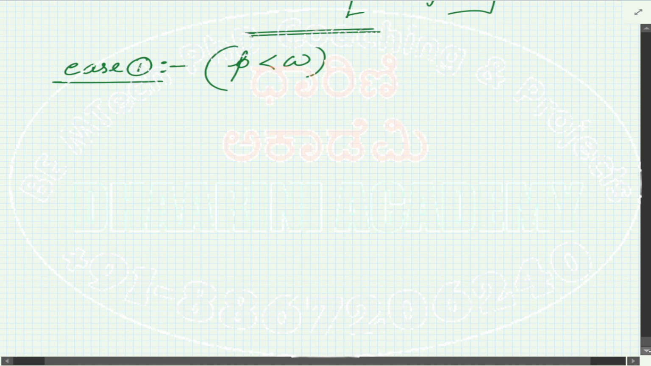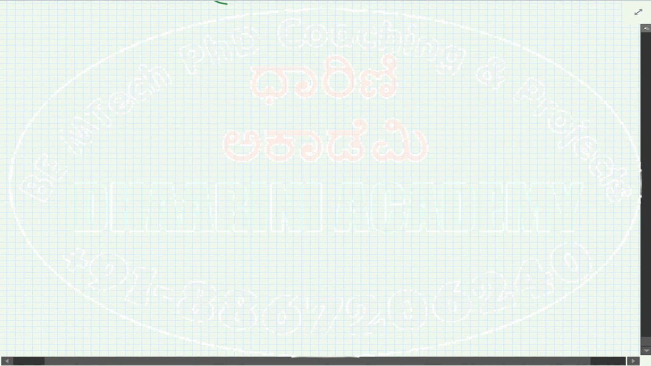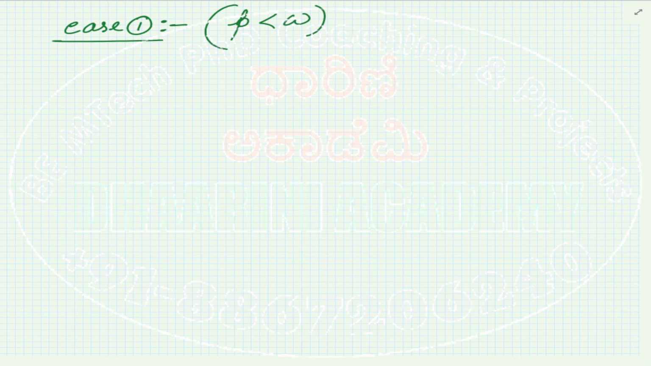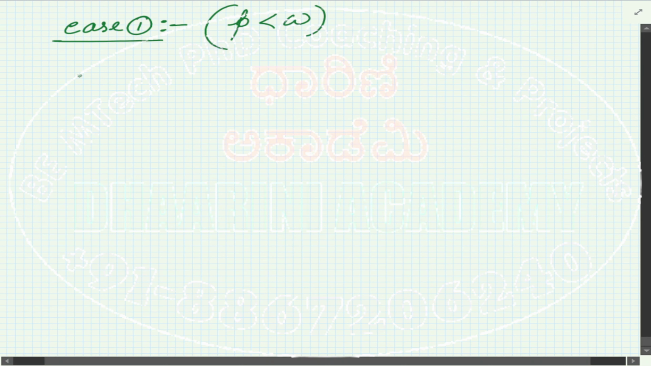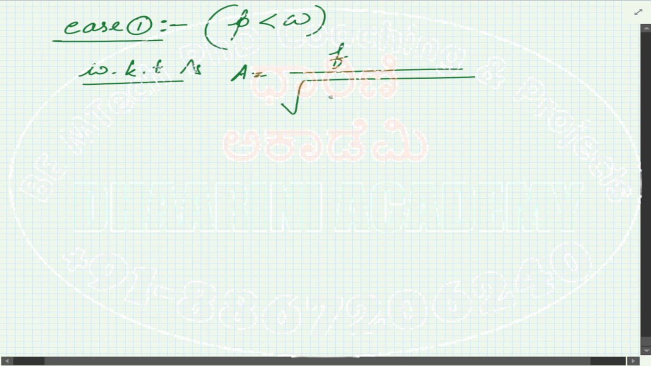Right? So we already have derived the equation, so we can use them directly now. So we know the equation for A, correct? So I'll start from there. We already know that the value of A is equal to F divided by square root of (omega square minus P square) whole square plus 4 into B square P square.